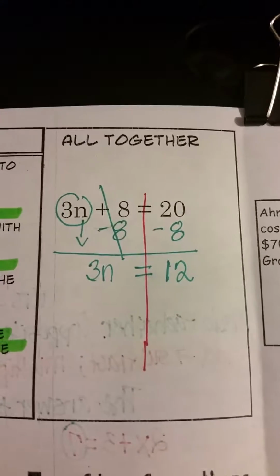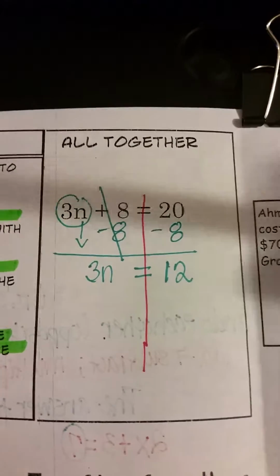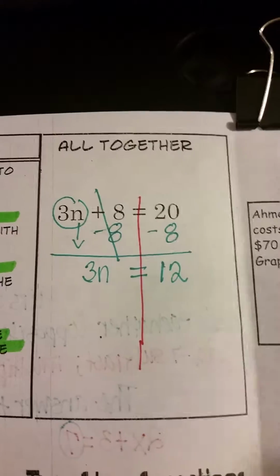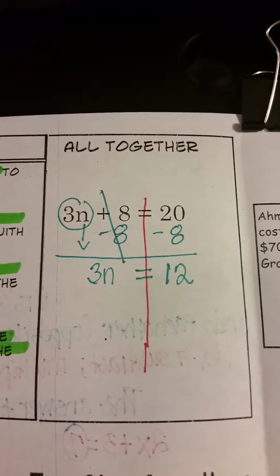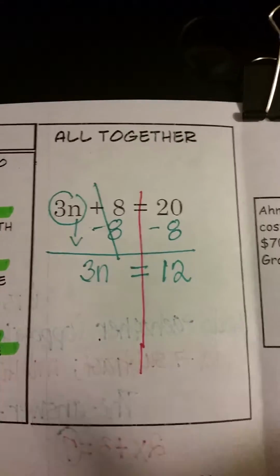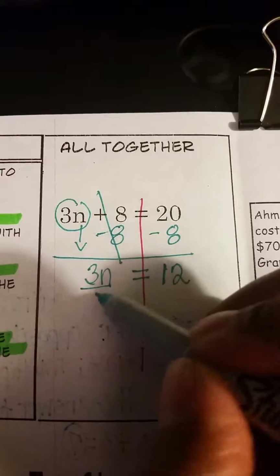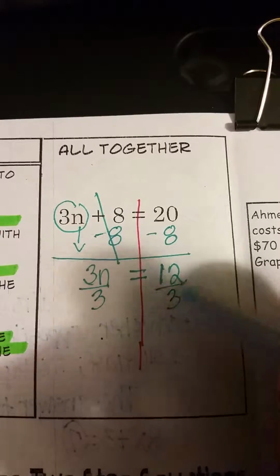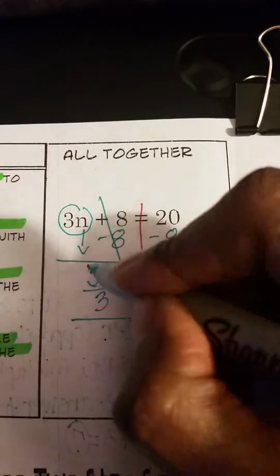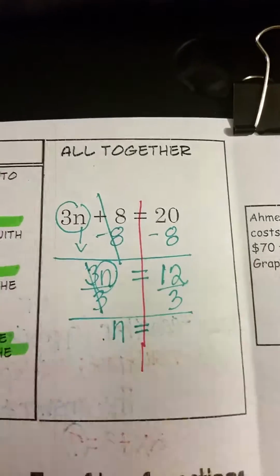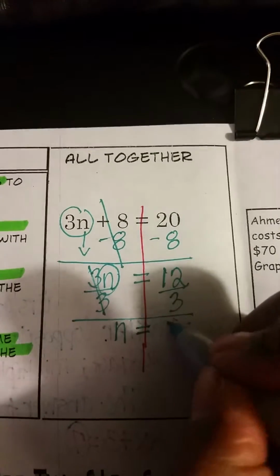3n equals 12. Okay, and the reason why we call this two-step is we have to do two operations. Okay, so this here, 3n, that's multiplication. So the inverse of multiplication is to divide. So we're going to divide both sides by 3. That cancels out here. We're left with n here. 12 divided by 3 will give me 4.